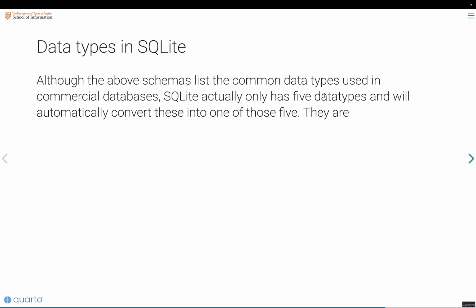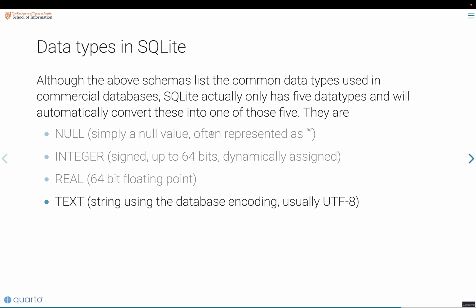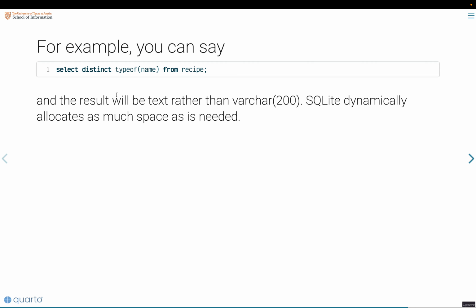Okay, so as I've mentioned before, SQLite only has 5 data types: null, integer, real, text, and blob. And what happens is those other data types are automatically converted into one of those 5 according to rules. Okay, and you can say select a distinct type of name from recipe, and the result will be text. So SQLite will store the varchar 200 in the create statement, but what it is actually doing is storing it as text.